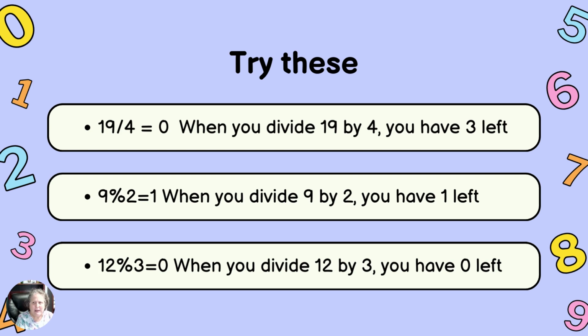So when you divide 19 by 4, you get 4 remainder 3. So the modulus is 3. When you divide 9 by 2, you get 4 remainder 1. So the modulus is 1. When you divide 12 by 3, you get 4 with no remainder. So the modulus is 0.